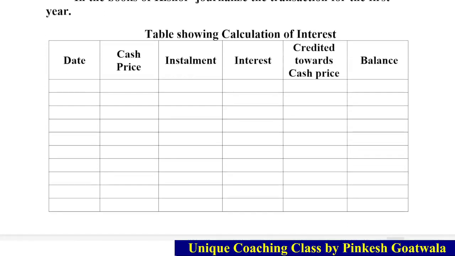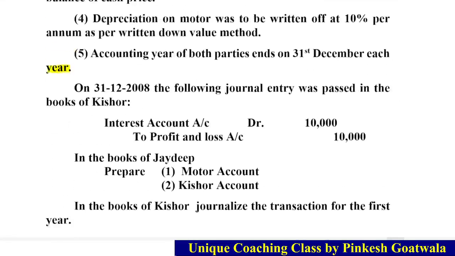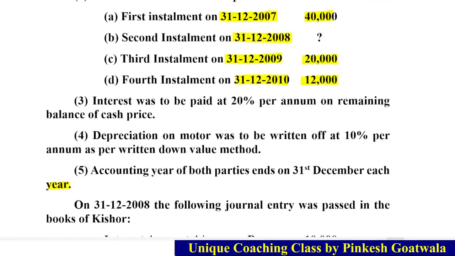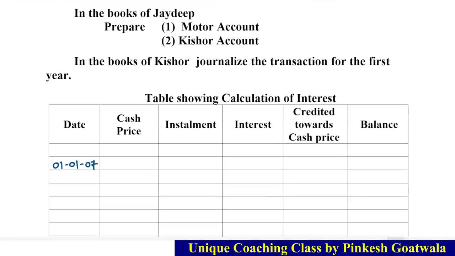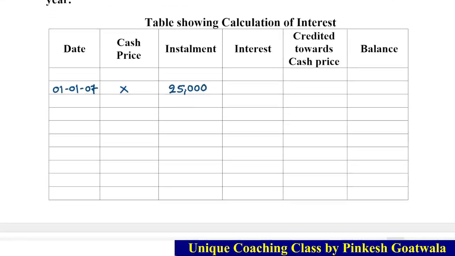Okay, on 1st January 2007, purchase the asset. Okay, let's see the year 2007. Now here cash price is not available, yes, but down payment is available, 25,000. Cash price is not available but down payment is available.